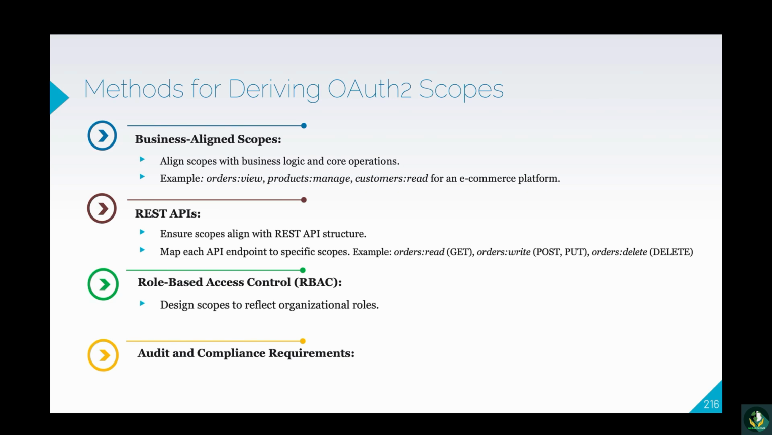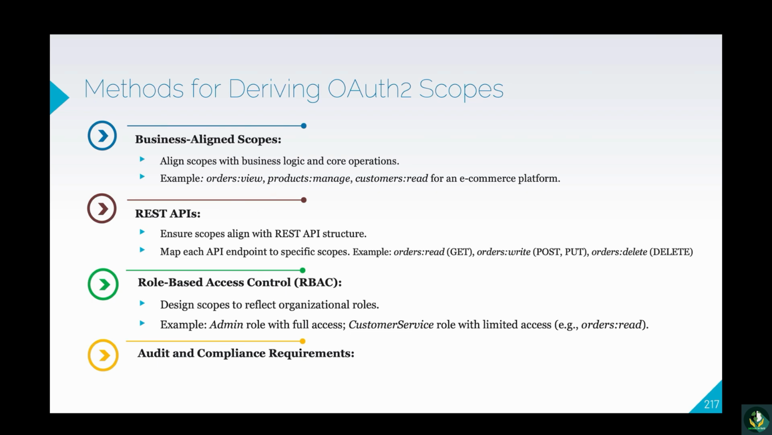Role-based access control. You can also design scopes based on the roles within your organization, especially in hierarchical environments. For instance, an admin role might have access to all scopes, such as orders read and products write, while a customer service role might be restricted to only orders read. This role-based approach ensures that users have the appropriate level of access based on their job functions.